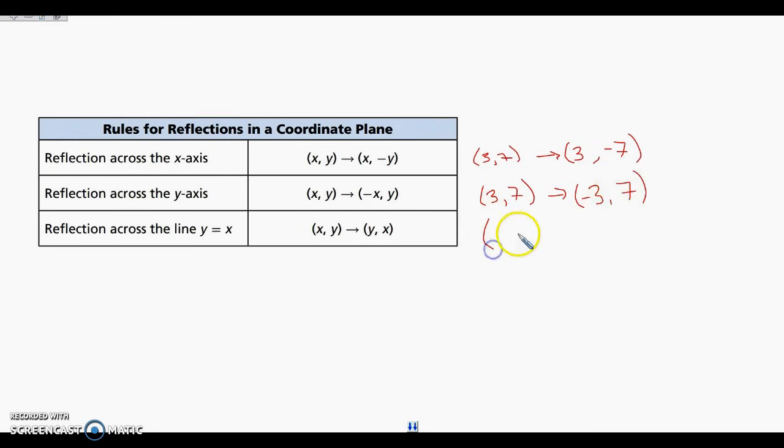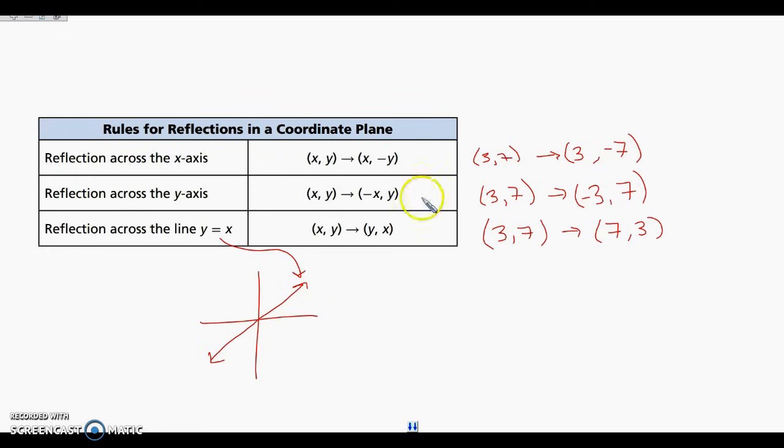Now, if I reflect across the line y equals x, and I still take that (3, 7), all I do is switch my coordinates to be (7, 3). And please realize that the line y equals x is this one right here. Again, you want to make sure that you do know these rules. If you have any questions on that, go ahead and write that down now.